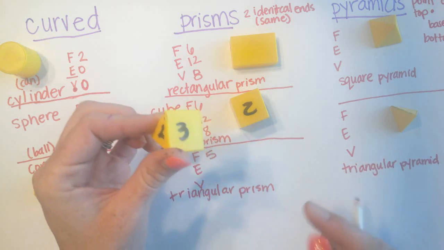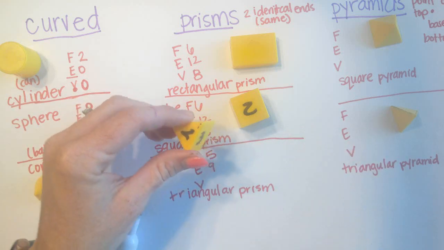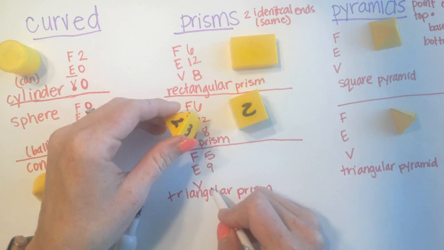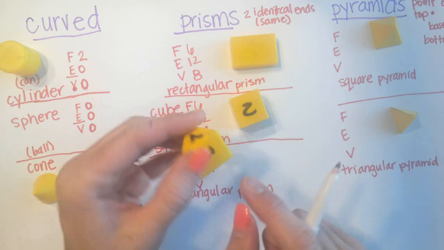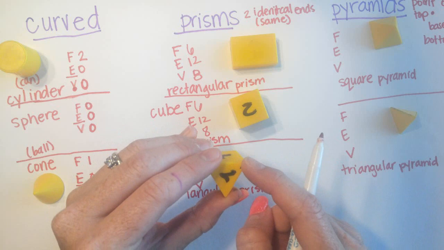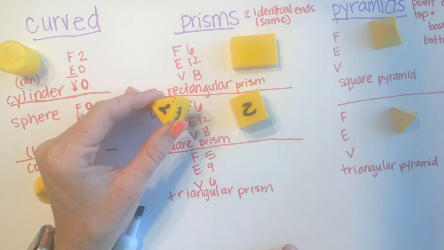Okay, so 3 on the bottom, 3 on the top, 3 in the middle. Then our vertices, we have 1, 2, 3 corners at the top, 1, 2, 3 at the bottom. So 3 plus 3 is 6. Okay?